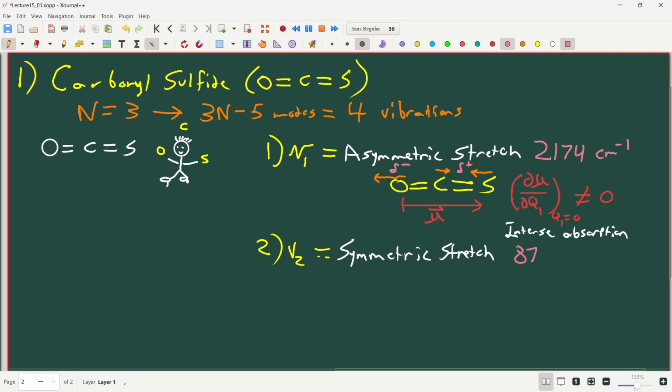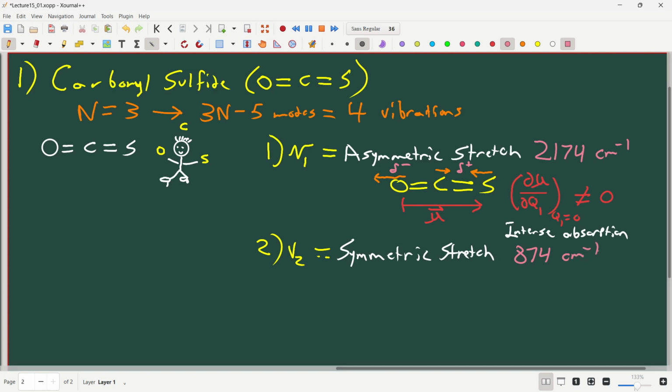It's at 874 wave numbers, which is right on the edge of the lower energy side of an IR spectrometer. Typically, IR spectrometers run from about 400 to 3600 wave numbers. This is right on the edge. In fact, you could barely see that. You can see this line in our instrument and our gas cell that we use in PChem upstairs, but just barely.